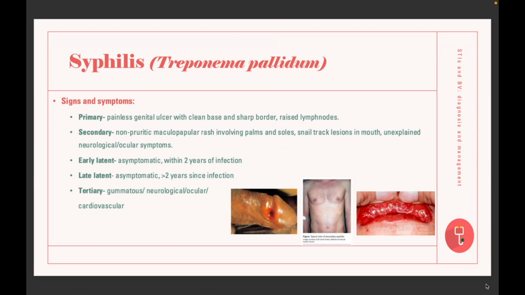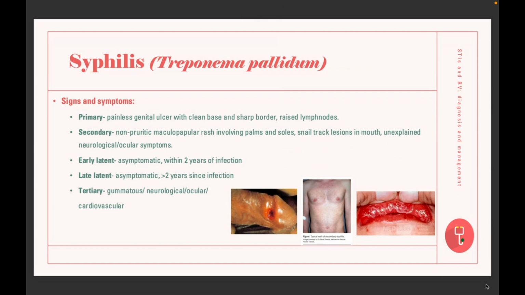This is another really important thing when you're differentiating syphilis from other STIs. Their chancre, or singular ulcer, will be painless. It'll have a clean base and a sharp border. So if we look to the picture on the left-hand side, that's a picture of a chancre. So this patient example, he might have presented with something looking like this. You can also have raised lymph nodes in primary syphilis.